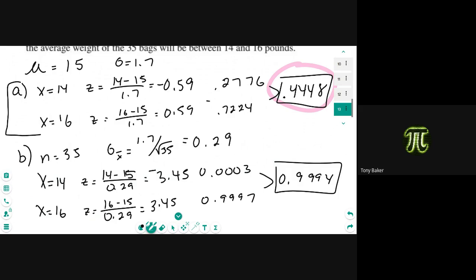So if a 1 pound variation in my bags is okay, and I weigh one bag, I don't really get a good idea if it's good or if the whole setup is good or not. But if I weigh a pallet of 35 bags and I get an average weight of 13 pounds, that's a problem. Because pretty much all of them should be between 14 and 16 pounds. So if you get something outside of 14 to 16 pounds, there's an issue. And it's a lot easier to weigh a pallet of 35 bags than it is to weigh one bag.